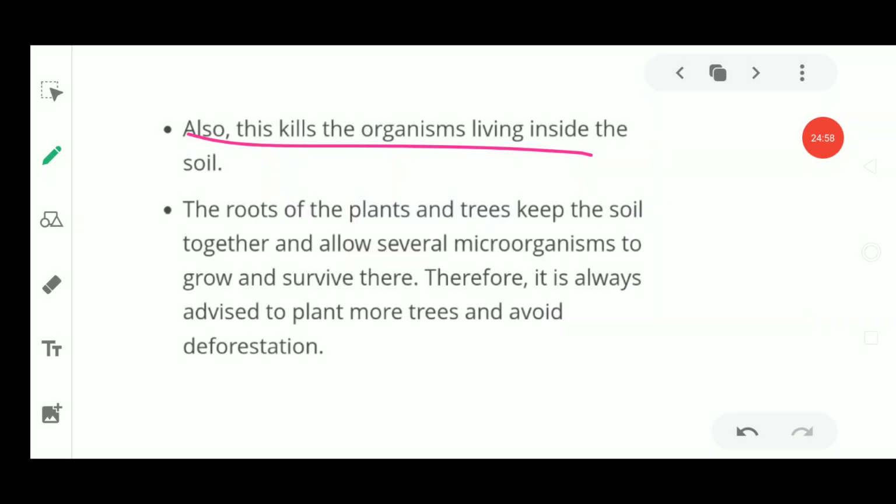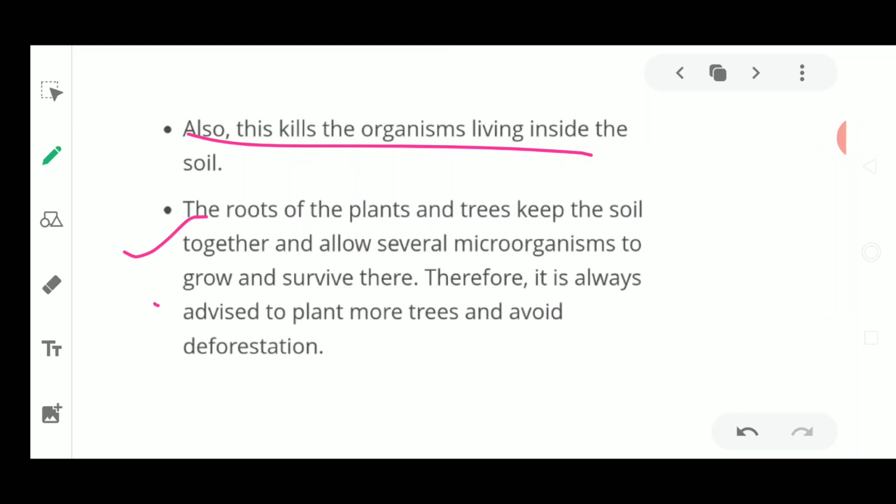Next, the roots of the plants and the trees, which are kept in the soil together, allow several microorganisms to grow and survive. If these roots are present in the soil, they help these microorganisms to survive, and this sometimes also helps the plants. If we talk about nitrogen fixing, these nitrogen fixing bacteria live in the roots only, as you have studied in the first chapter about the symbiotic relationship, where the root nodules are present and the bacteria rhizobium is present in these roots.